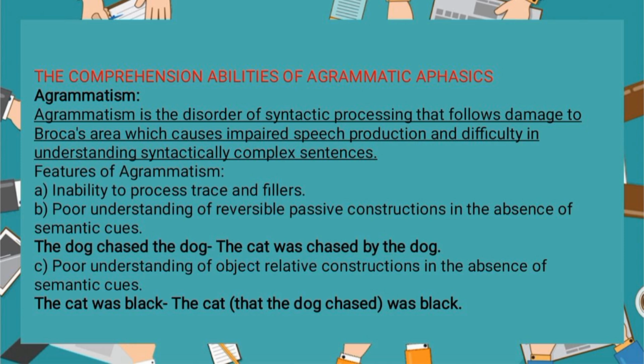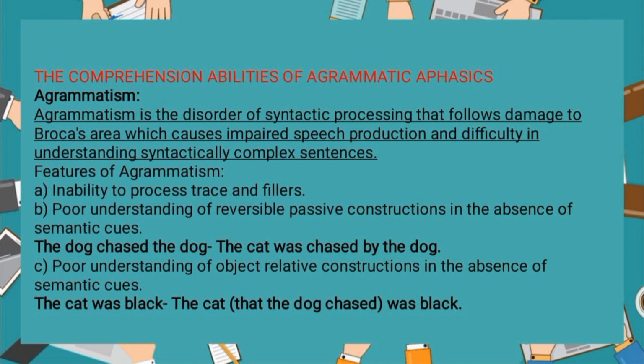Features of agrammatism. A. Inability to process traces and fillers. B. Poor understanding of reversible passive constructions in the absence of semantic cues. Example, the cat chased the dog. The cat was chased by the dog. C. Poor understanding of object-relative constructions in the absence of semantic cues. Example, the cat was black. The cat that the dog chased was black.